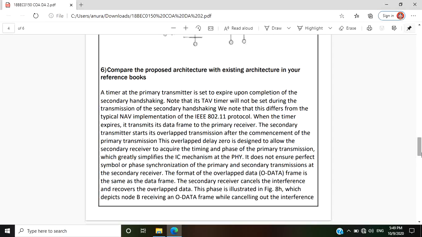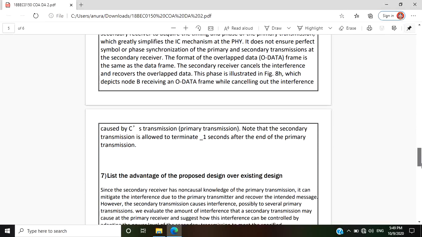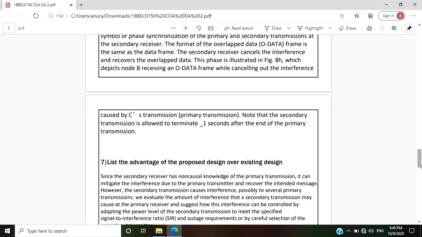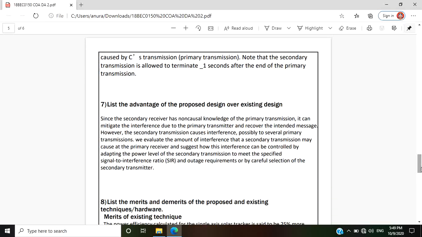This phase is illustrated in the following diagram, which depicts a node B receiving an overlapped data frame, which cancels out the interference caused by C's transmission. Note that the secondary transmission is allowed to terminate 1 second after the end of the primary transmission. This is my next question. List the advantages of the proposed design over existing design.